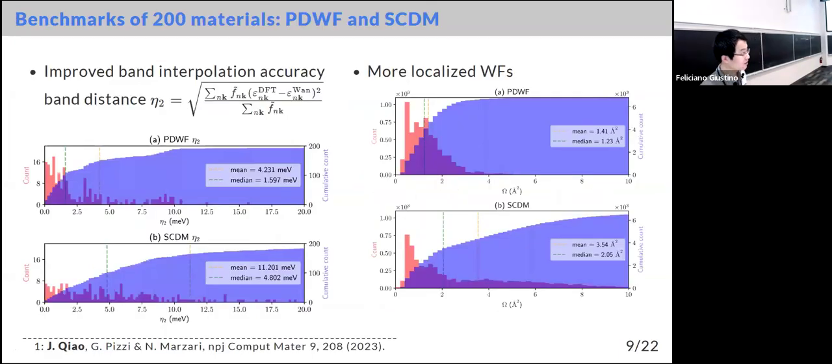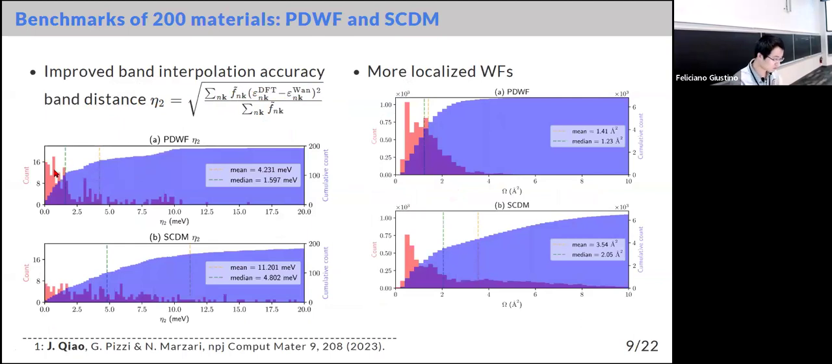So this is only a single case. We further do a benchmark on 200 materials. So here we introduce a measure to estimate the band interpolation error. We call it band distance eta 2. Essentially, it's just the root mean squared error of the DFT eigenvalue with respect to the Wannier interpolated eigenvalue. Here we're using a window of Fermi energy plus 2. We also compare the bottom of the conduction band.